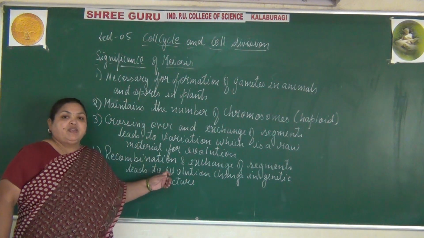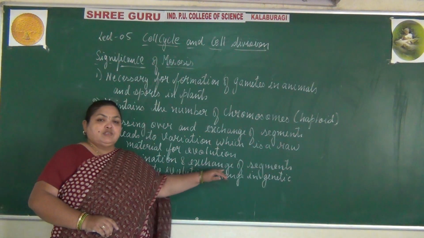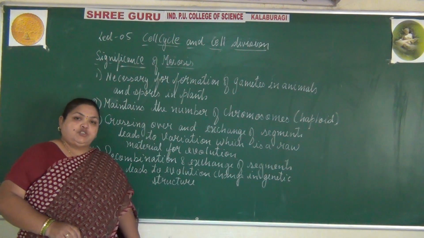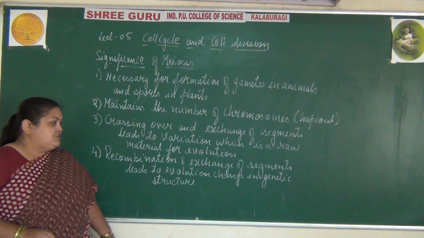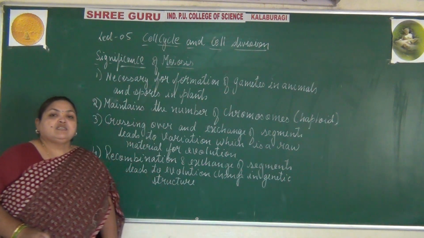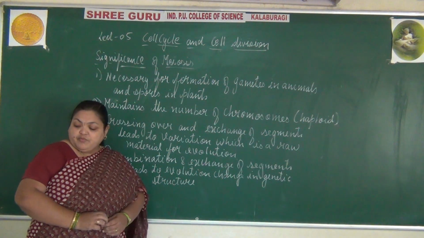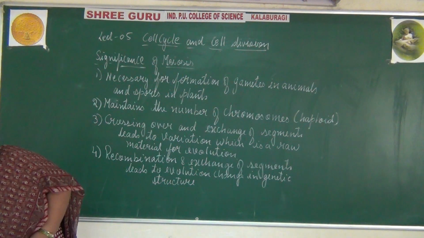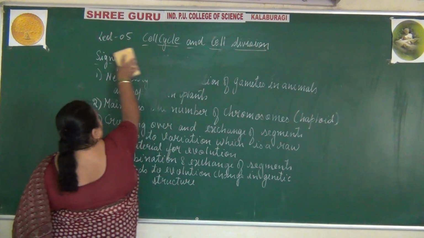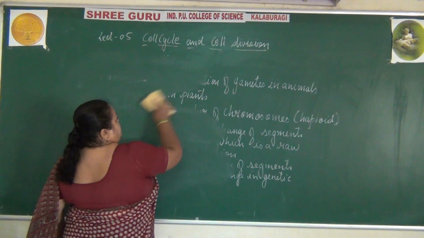So there is recombination, a combination of the genes, while during crossing over there is exchange of the segments. That is nothing but evolution. It will lead to evolution with change in the genetic material. So these are the significance of meiosis. Then next we will go with the concept of differences between mitosis and meiosis. What are the differences between mitosis and meiosis?